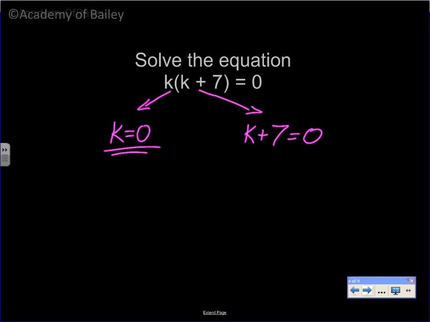Well, the one on the left's already solved. k equals 0. The one on the right, subtract 7 from both sides of the equal sign, so k is equal to negative 7. So k is going to be equal to 0, negative 7 are your two answers for k.